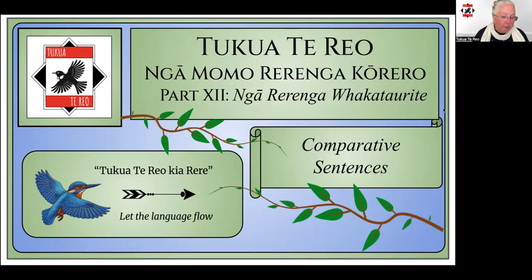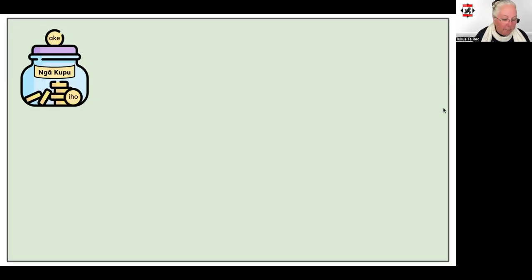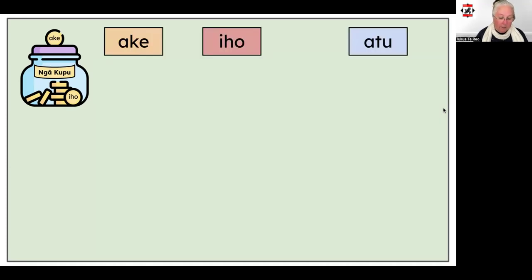In this video, I'll be talking about sentences that compare one thing to other things, comparative sentences. To start building our comparative sentences, we're going to need some adjectives or describing words that we can use to compare things. We're also going to need these three small but very important kupu: ake, iho, and atu.